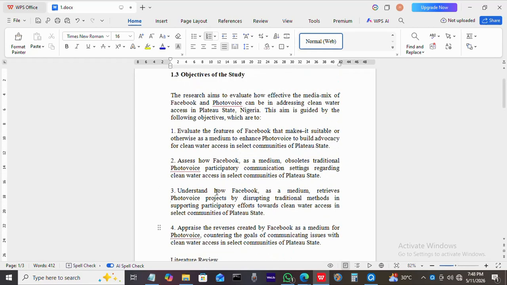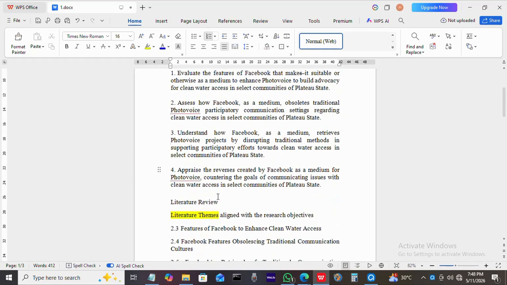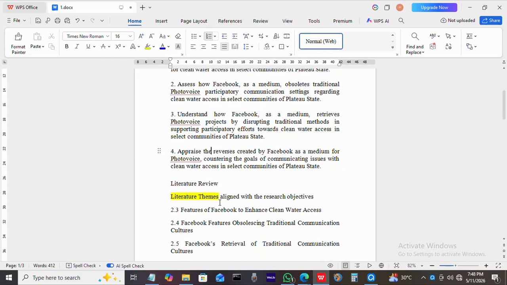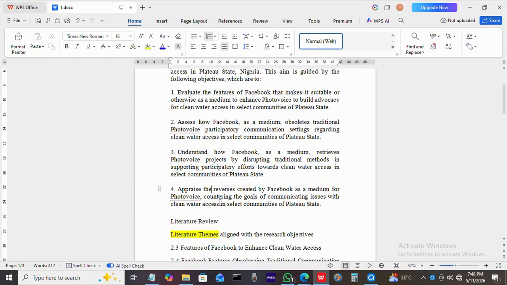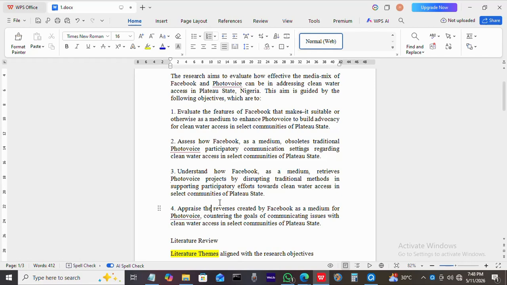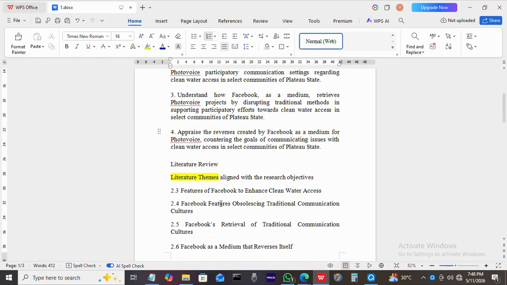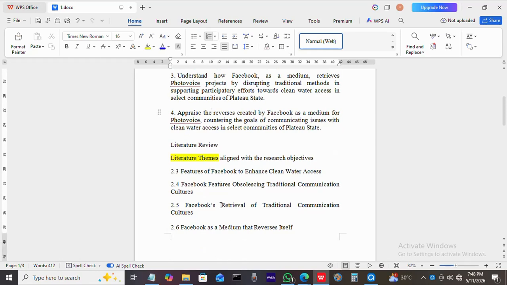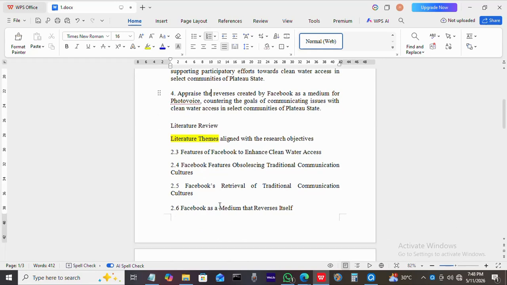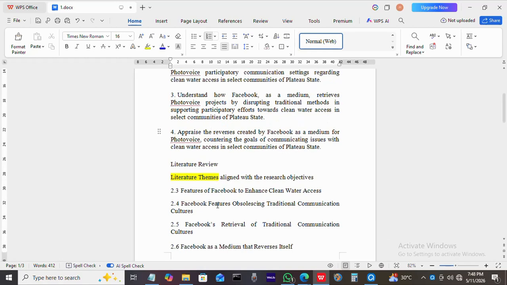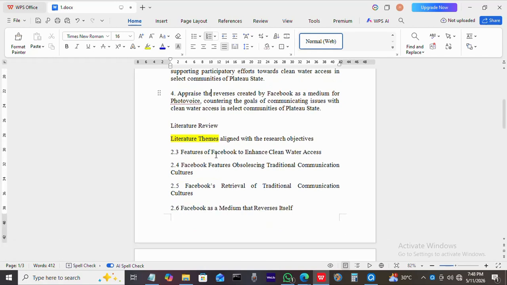Why is this important? Because it is from these literature themes that you are going to do your discussion of findings. Do your findings agree with the literature? So that when you're doing a discussion of findings, the findings of objective one, objective two, objective three, objective four, you can now defend them with your own findings and the literature you have found. Now, this is an example of literature themes aligned with the research objectives.